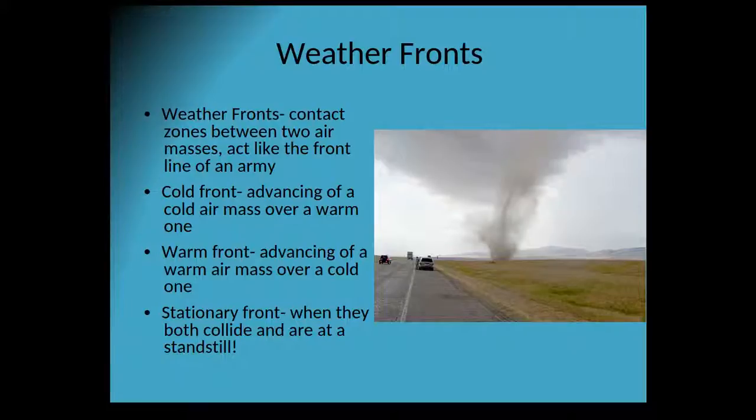type of front. A cold front, for example, is the advancing of a cold air mass over a warm one. It's like the front of that army clashing with the warm front and advancing over it. Conversely, a warm front is the advancing of a warm air mass over a cold one. Now, there is something called a stationary front. It's when they both collide and are at a standstill.